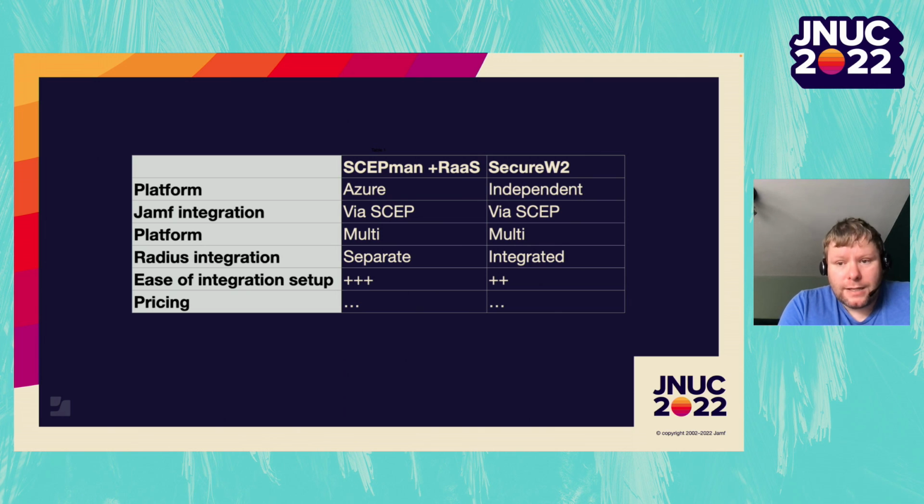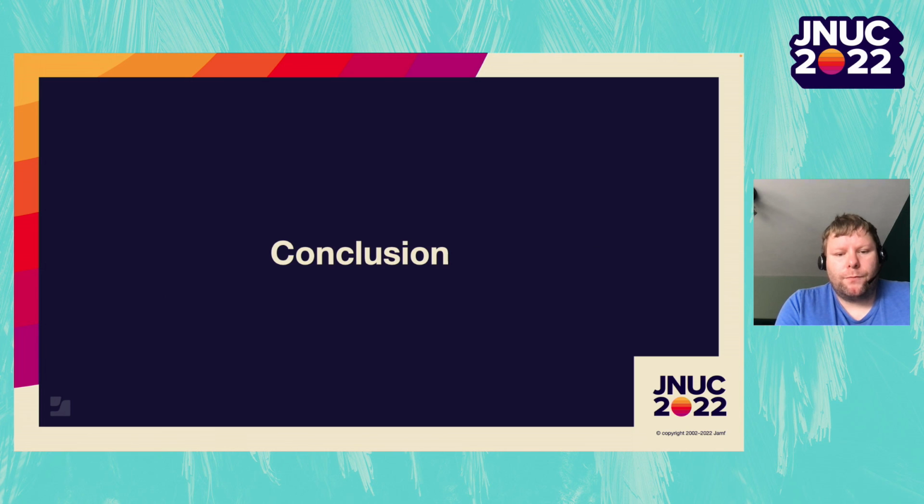Lastly, the pricing bit. I omitted the pricing because it's very difficult to get a one-on-one comparison, I found. Especially because SCEPman runs on Azure, and Azure has its own set of running costs associated with that. So just bear that in mind. With SecureW2, you just have their license cost and then you're done. Anyway, in both cases, if you're interested in test driving one of the solutions, get in touch with the vendors. They'll be happy to help you.